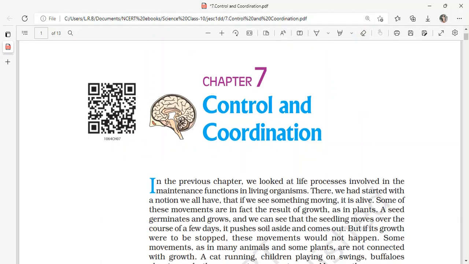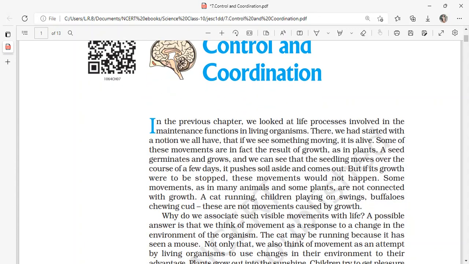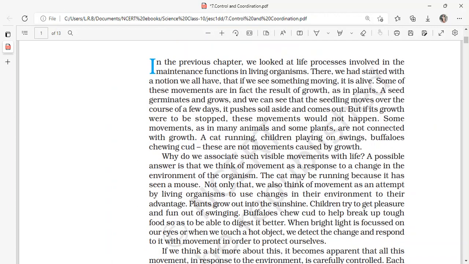So chapter 7, Control and Coordination, of class 10 science. In the previous chapter, we looked at life processes involved in the maintenance of functions in living organisms. So what are the main functions of the life processes? They are involved in the maintenance of the organism's body and they help in the survival of the body.